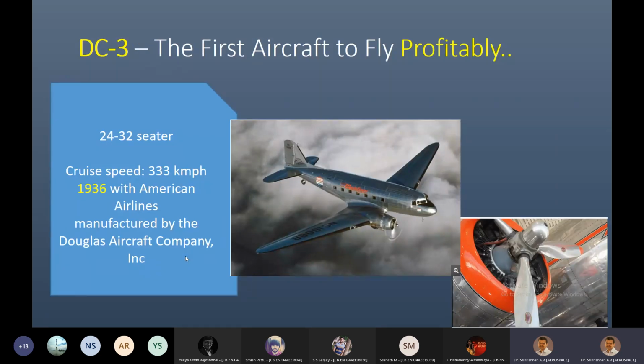And then a 10 passenger flight probably was a successful demonstration that the aircraft can be used for civil aviation as well, but possibly it was far from economic. Continued efforts resulted in the 24 to 32 seater aircraft DC-3 in 1936, with American Airlines, and that is considered to be the first aircraft to fly profitably, that is, to make a profitable flight. DC-3 by the Douglas Aircraft Company is identified as the aircraft to make the first commercially meaningful passenger flight, and that was as late as 1936.